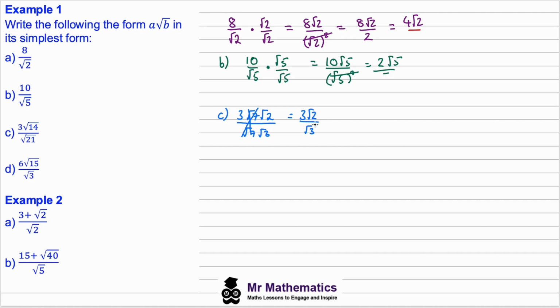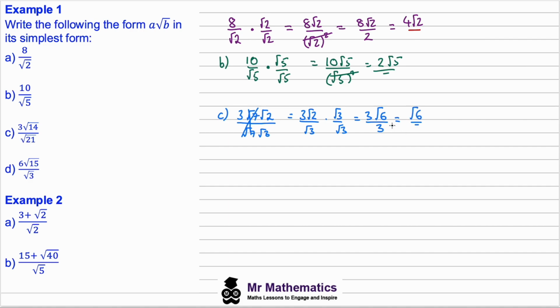Now we can rationalize this by multiplying the numerator and denominator by root 3. So for our numerator, we've got 3 times root 2 times root 3, which is root 6, divided by root 3 squared, which is 3. The 3's will cancel, and we're left with the square root of 6. Okay?